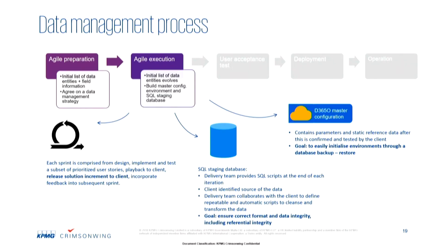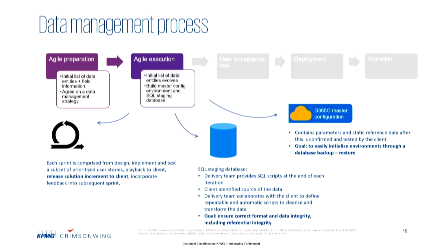So you can see here the release solution increment to client is highlighted because this is an example scenario of a case where we need the data entity to move data from the environment where the delivery team is working onto the environment where the customer will test. So the initial list of data entities will evolve sprint by sprint. Some data entities and fields will be removed and new ones are going to be added.